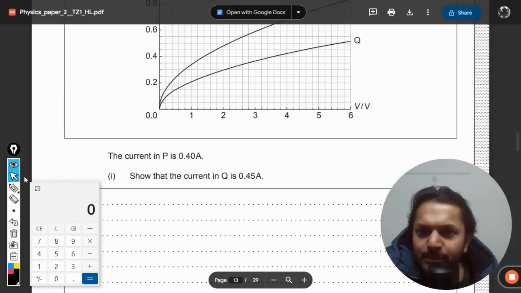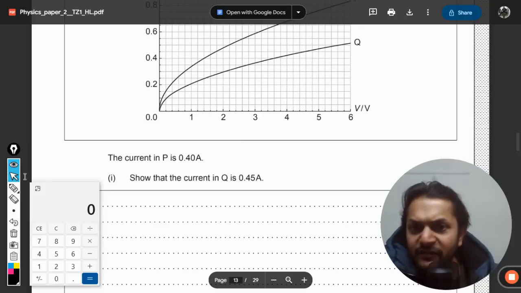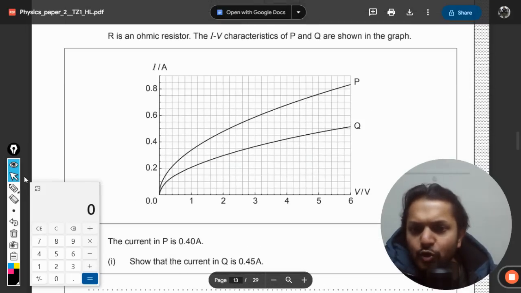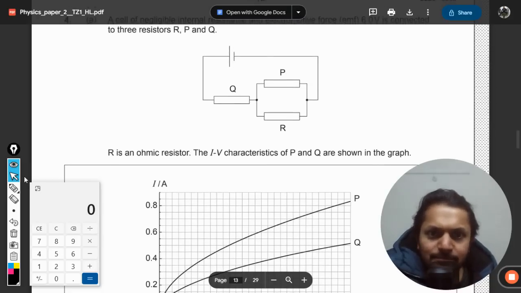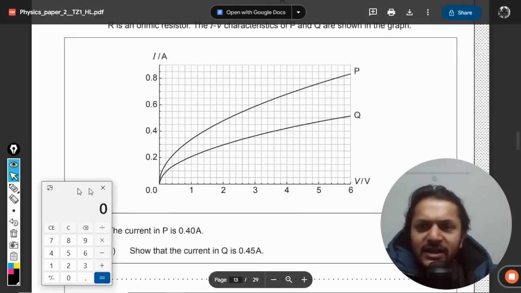The current in P is 0.4 ampere. Show that the current in Q is 0.45. Current in P is 0.4 and Q is 0.45. So P and Q. Okay, so the graph is given here and you can clearly see that these are non-ohmic.